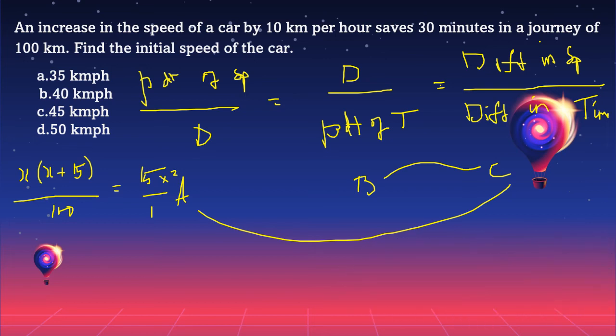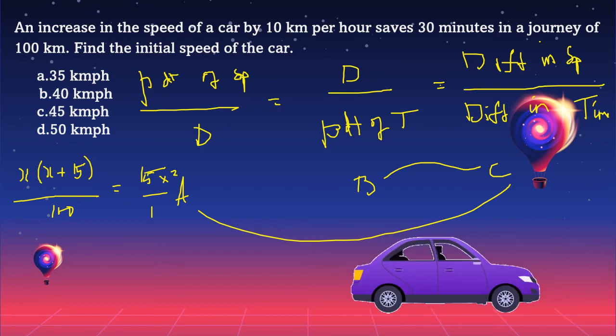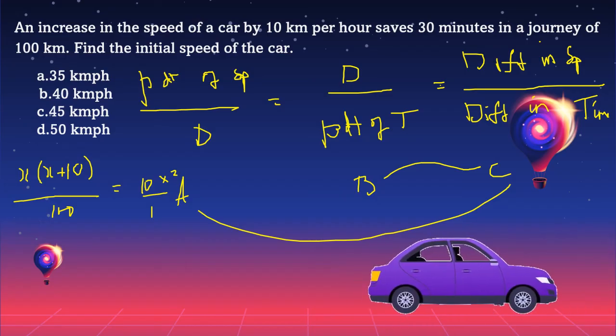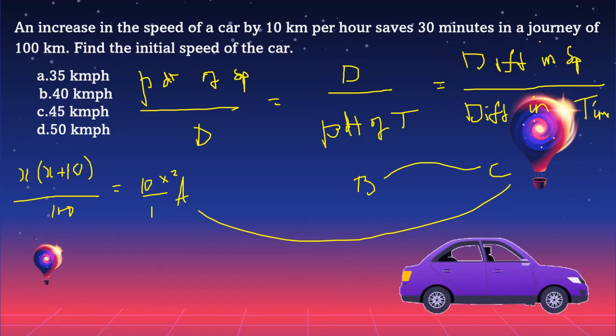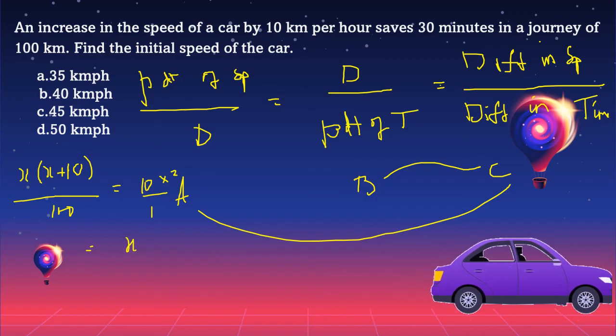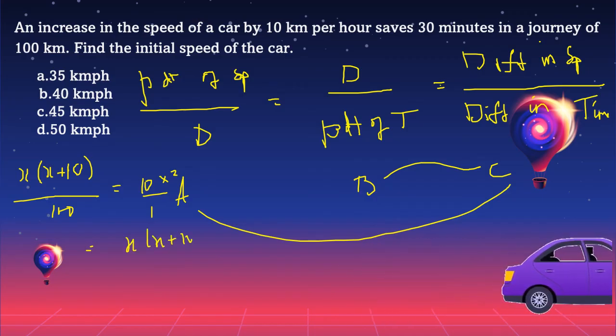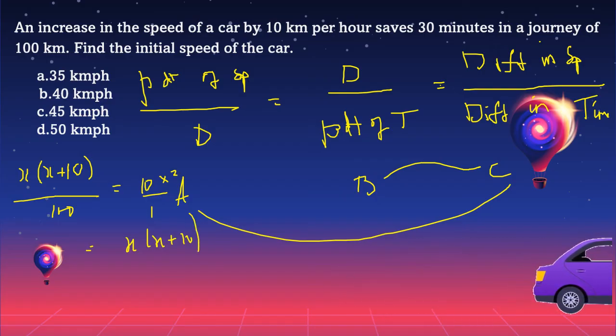Sorry, the difference in speed is 10, it is not 15. So x into x plus 10 divided by 100 will be equal to 10 divided by half. The denominator half I take to the numerator again. So x into x plus 10 will be equal to 2 into 10, which is 20, and this 100 I take to the other side, which is going to be 2000.